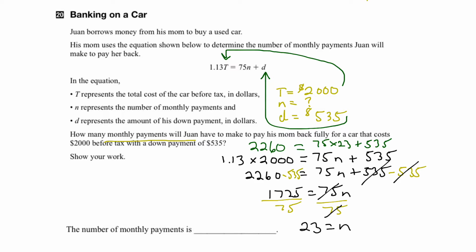Well, 75 times 23 gives me 1,725. Now let's add 1725 plus 535, and when we do that, we end up with 2,260. And since the left side here equals the right side, we know we've got the right answer. So N must be 23. So the number of monthly payments is 23.